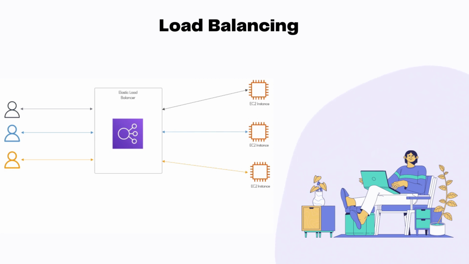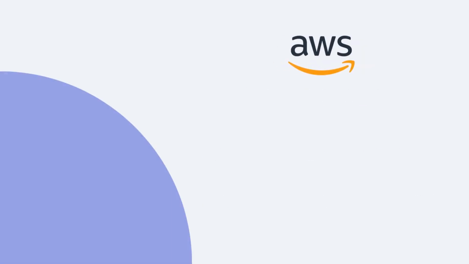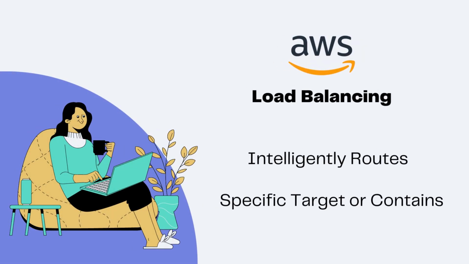So today we will focus on the application load balancer. It operates at the application layer, that is layer 7 of the OSI model, and is commonly used for HTTP and HTTPS traffic. It also intelligently routes requests to our specific target based on the content of the request.